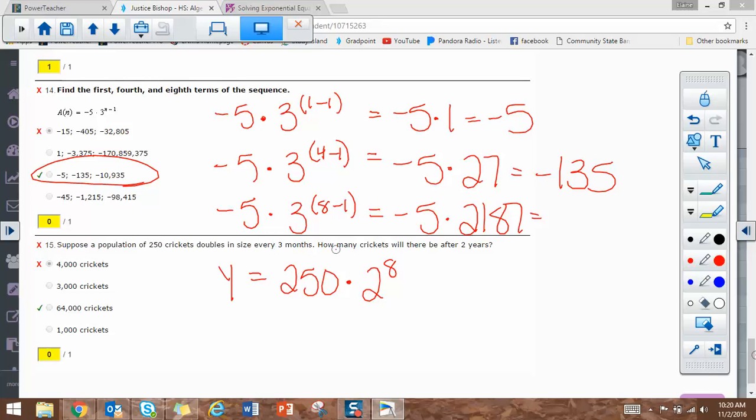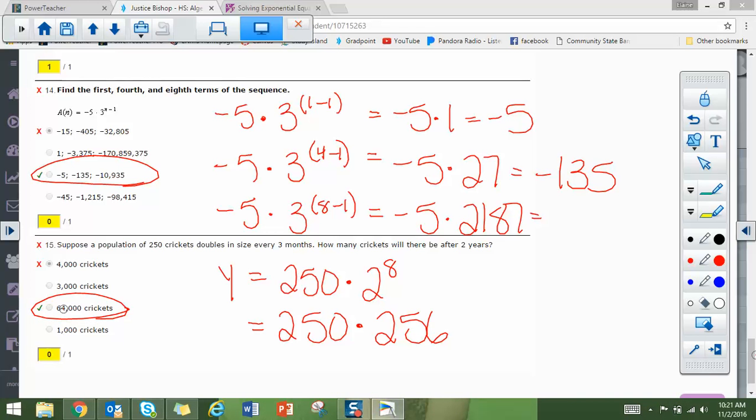So in a year it would double 4 different times because 4 times 3 is 12. So in 2 years it would double 8 different times. So 2 to the 8th power is 256. So 250 times 256 is 64,000 crickets. That's a lot of crickets.